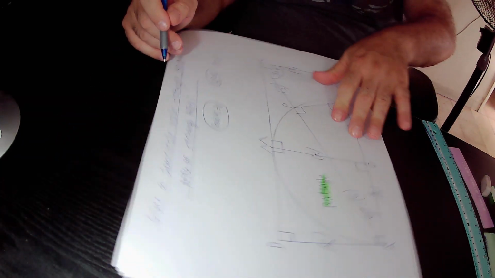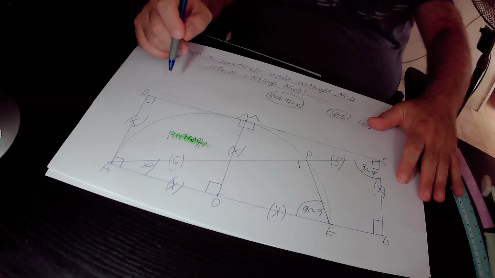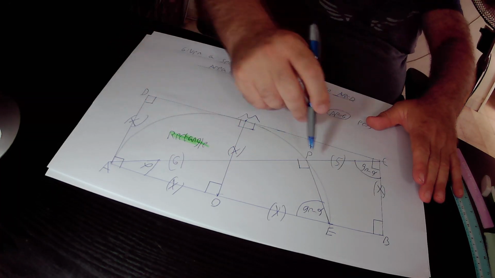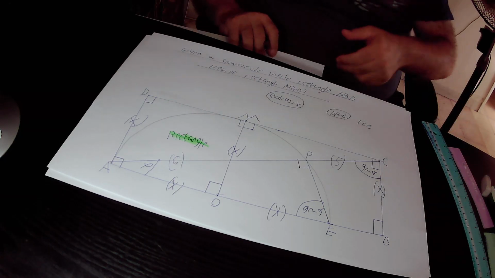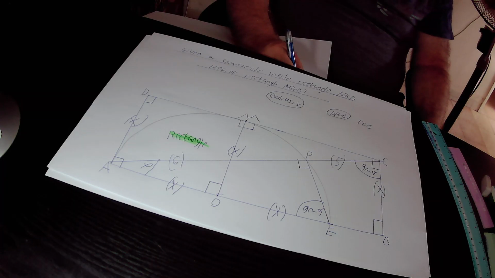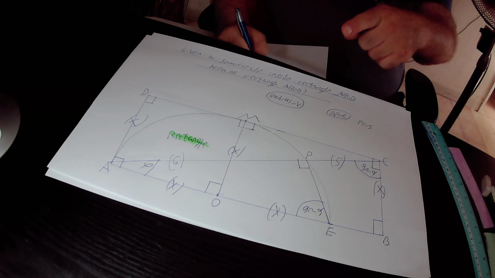So, in the next step, we will prove that the big right triangle ABC is similar to this small right triangle APE. So, write it down. We prove that the big right triangle ABC is similar to the small right triangle APE.